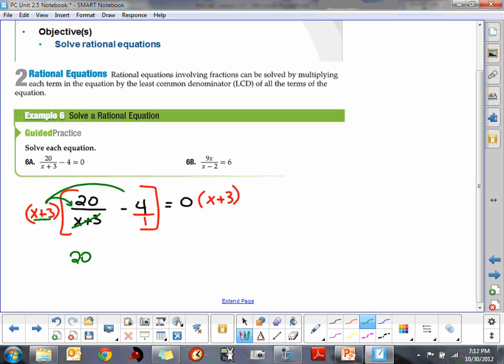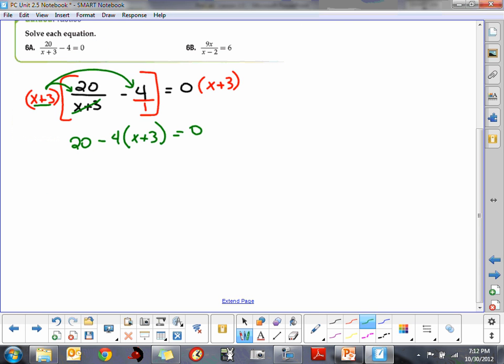When we distribute, and that's the important part, make sure you distribute to both terms on the left side, we have to take a negative 4 times x plus 3, and that's going to equal 0. The next thing that we do is we distribute our negative 4. That's a pretty simple process for us. What we have to remember is make sure you distribute the negative 4. So it's negative 4x minus 12 equals 0. And then we're going to collect our like terms, our 20 minus 12. So we have a negative 4x plus 8 equals 0.